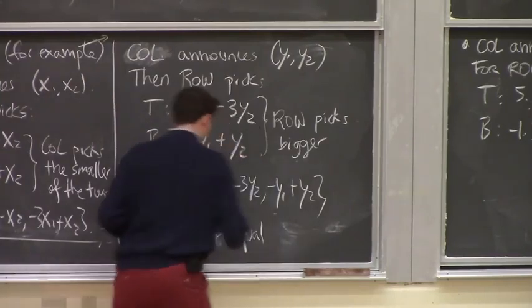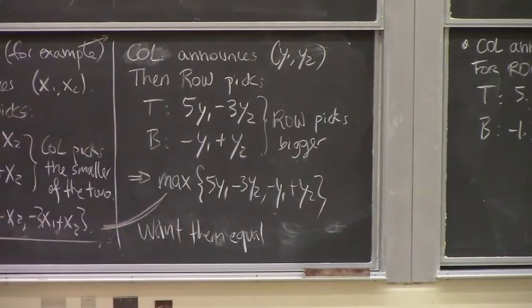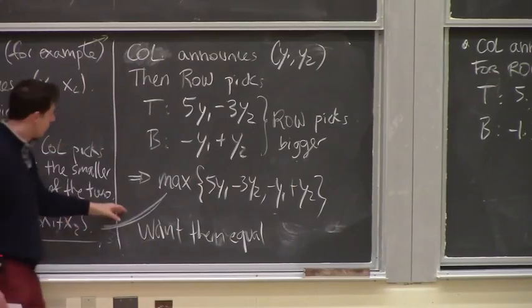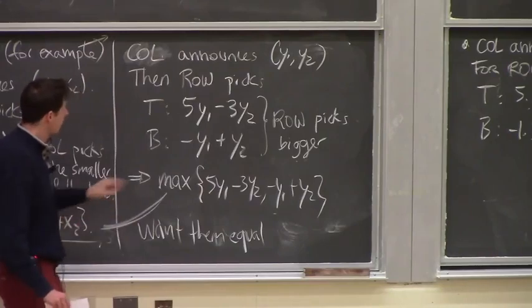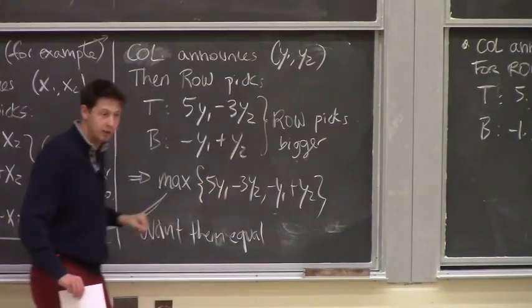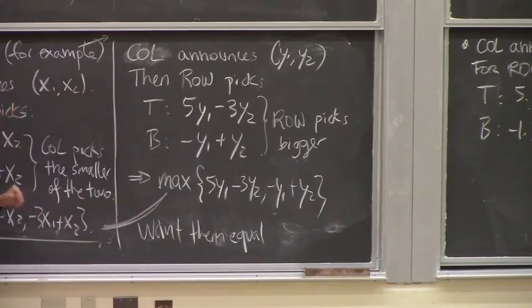Right? That's kind of what happened there, right? Because whenever they're equal, it means that for a strategy x1 and x2 for which this equality holds, and for a strategy y1, y2 for which the equality holds, then that is the solution of the game.